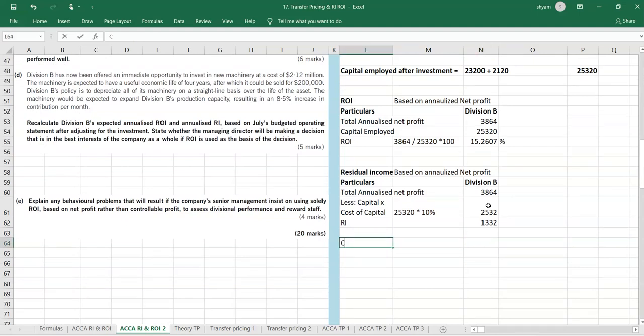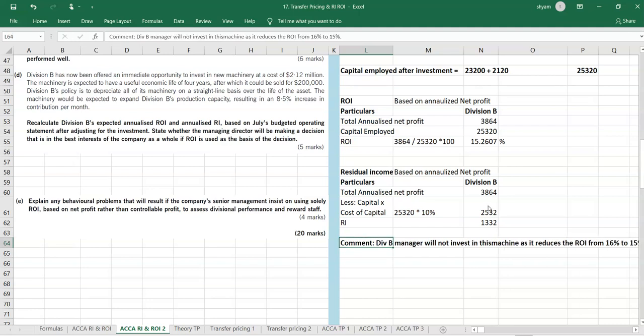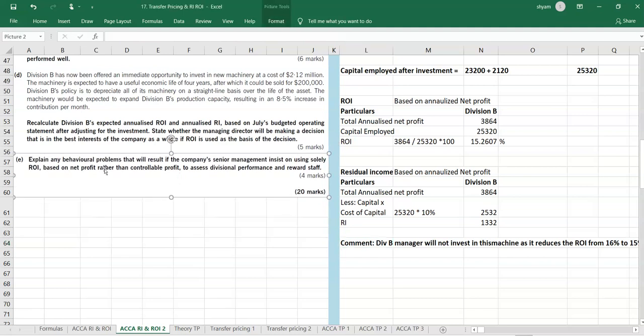So we can put a comment there. Division B manager will not invest in this machine as it reduces the ROI from 16% to 15%. Okay, as simple as that, he will not invest. So that's the 5 marks we got there.